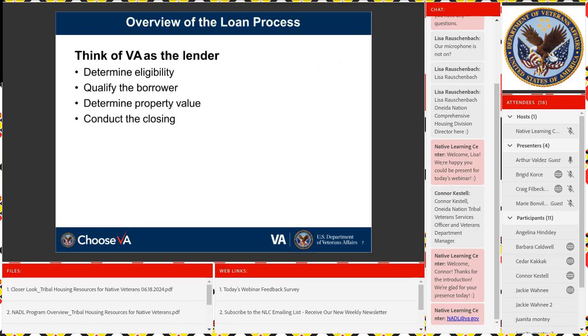Once again, the overview of the loan process, you need to think of the VA as a lender. Again, since it's a direct loan, we're not going to any mortgage company. We're doing everything in-house. Right now, we have 6 loan coordinators that cover the U.S., and we all do the complete processing. Now, again, the VA will determine the eligibility. We review the income and expenses of a veteran to qualify the borrower. Determine property value. Again, we'll need a VA appraisal done. And then we actually will assist with the closing.